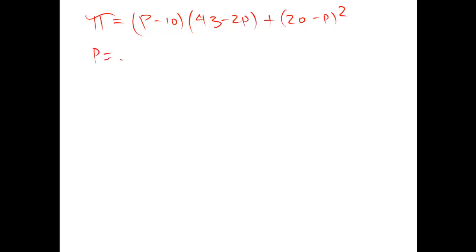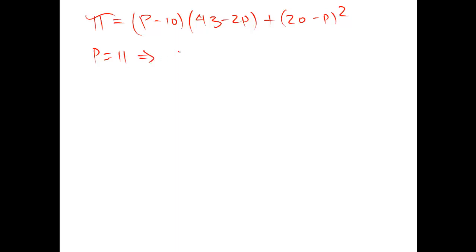So here we are. Start again. Let me save you the trouble of holding something in your head and just write that we have P minus 10 times 43 minus 2P plus 20 minus P quantity squared. So let's consider some other prices. How about a price of 11? Remember, marginal cost was 10, so let's try a price of 11 and see what happens.